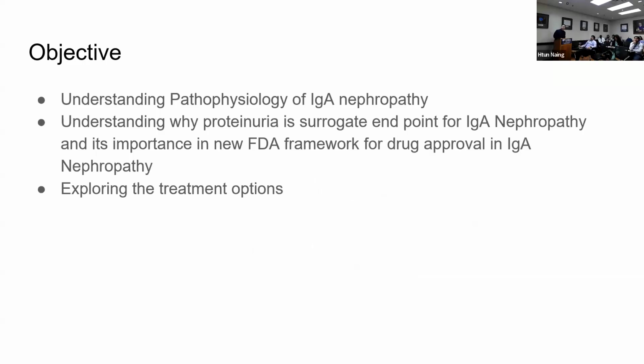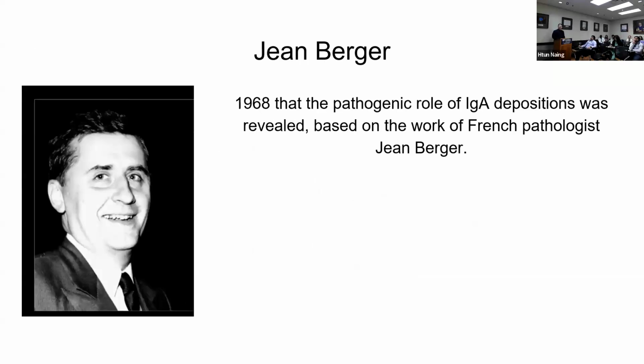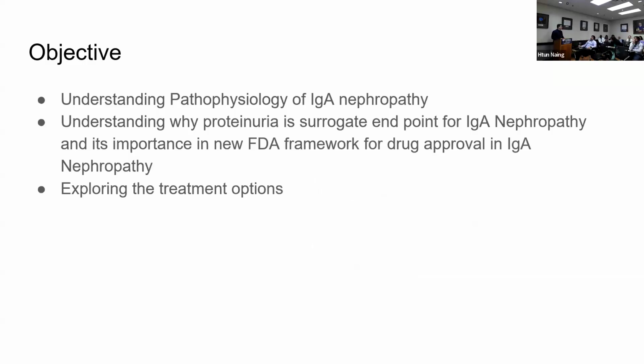The objectives are understanding the pathophysiology of IgA nephropathy, understanding why proteinuria is the surrogate endpoint for IgA nephropathy, which is important to the new FDA framework for drugs for IgA nephropathy. And the last one is exploring the treatment options.